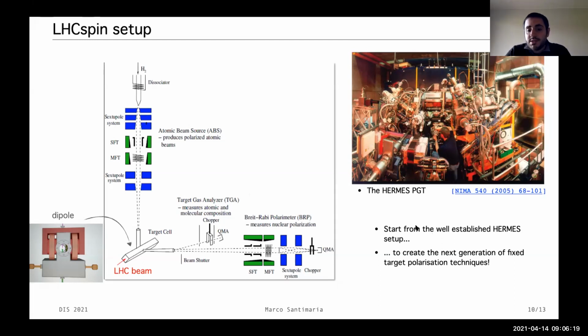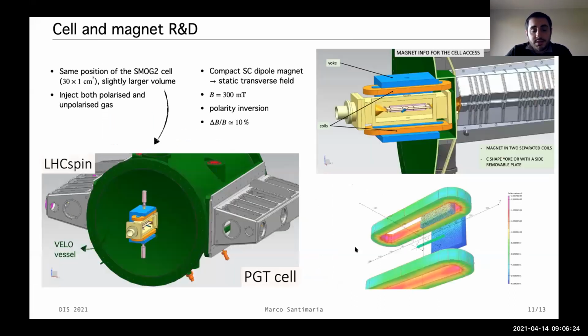It is the picture from the Hermes setup, but we'll need to do a step forward, as you will see in the last slides. These are a few sketches of the developments we're doing on the cell and the magnet. The cell will occupy the same region now used by SMOG2. SMOG2 has a size of 30 centimeters in length and 1 centimeter in diameter, and the LHCspin cell will occupy a slightly larger volume. This is shown here on the bottom. This in green is the Velo vessel, and this is where the setup will be located.